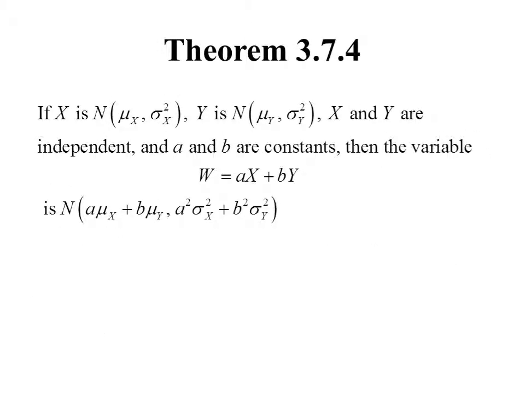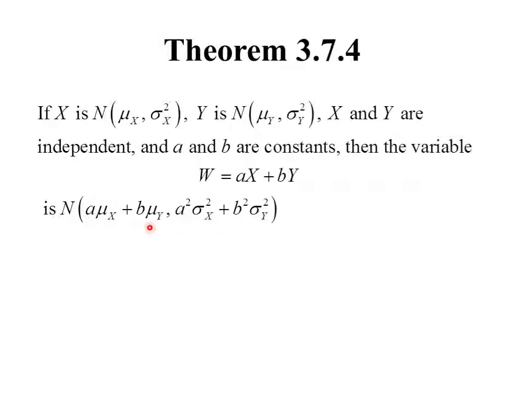Our next result is a complicated looking theorem, but it's very useful and actually not that hard to apply. It says that if x is normally distributed with mean mu sub x and variance sigma squared x, and y is normally distributed with mean mu y and variance sigma squared y, and x and y are independent, and a and b are constants, then this new random variable w, defined to be a times x plus b times y, is normally distributed with this mean and this variance.